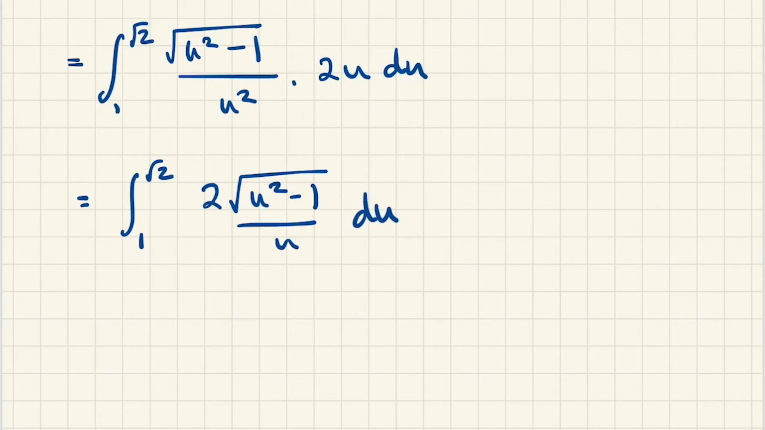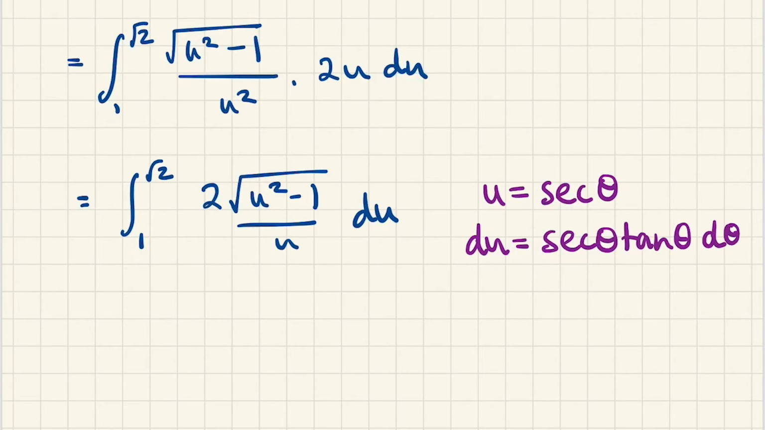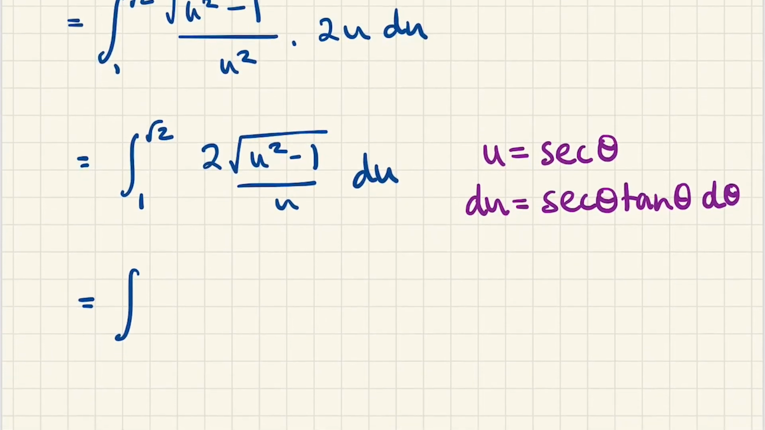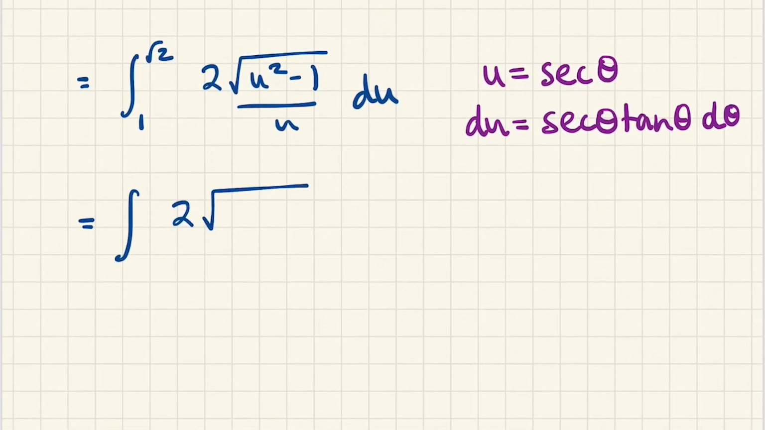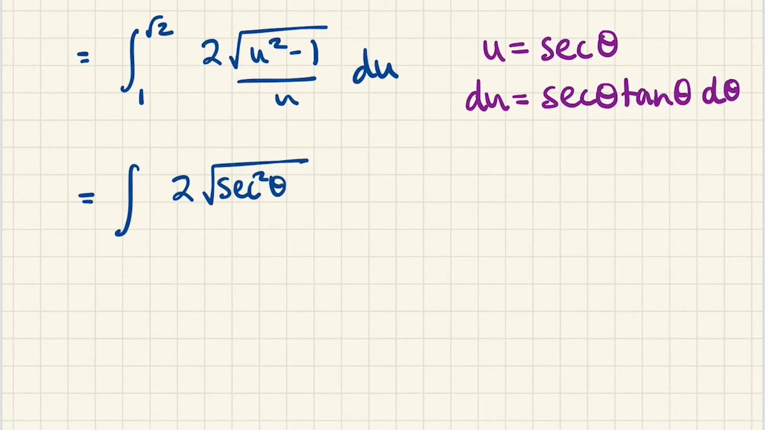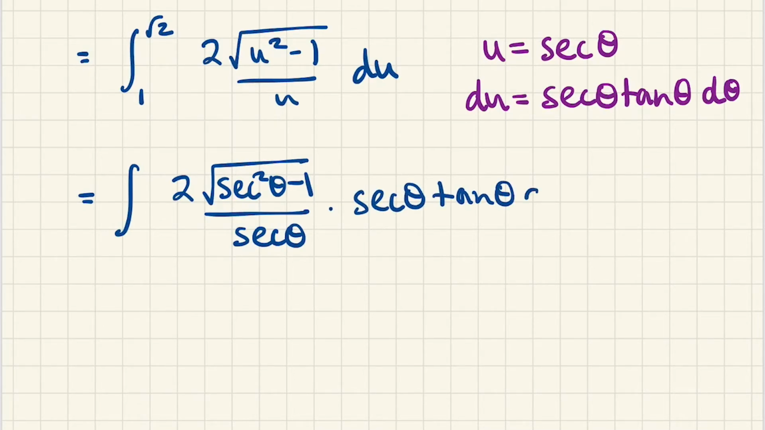Okay, and now this does look like a trigonometric substitution problem. And in this case, we would let u equal secant of theta. So du is secant of theta, tangent of theta, d theta. And let's see what that turns our integral into. So we would get 2 times the square root of secant squared theta minus 1 over secant of theta, and du is secant of theta tangent of theta d theta.